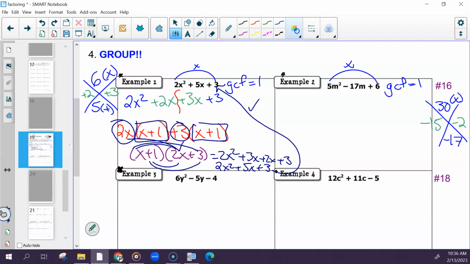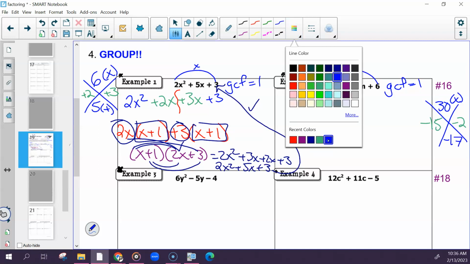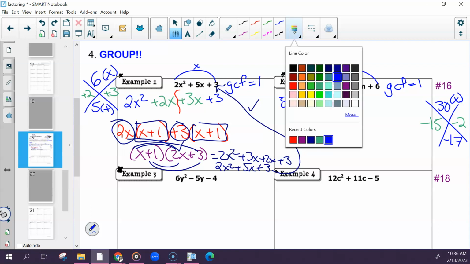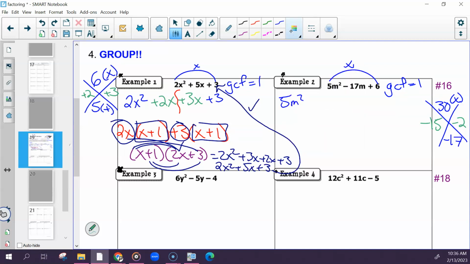So then we can rewrite this. 5m squared. Again, it doesn't matter the order. Let's say I put 15 on the right instead of the left. But I know 5 and 15 go together because I can divide 15 by 5, so I can put those together. The order does not matter. So minus 15m minus 2m plus 6.